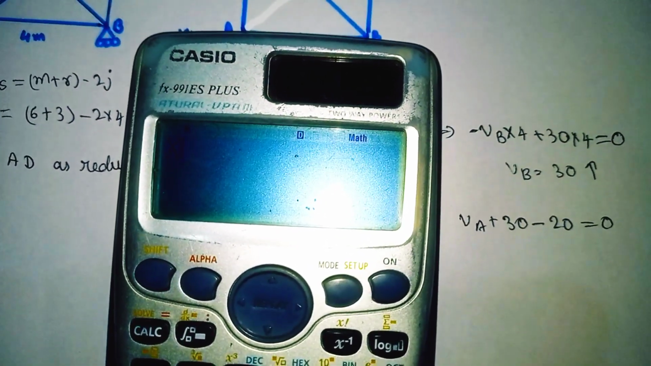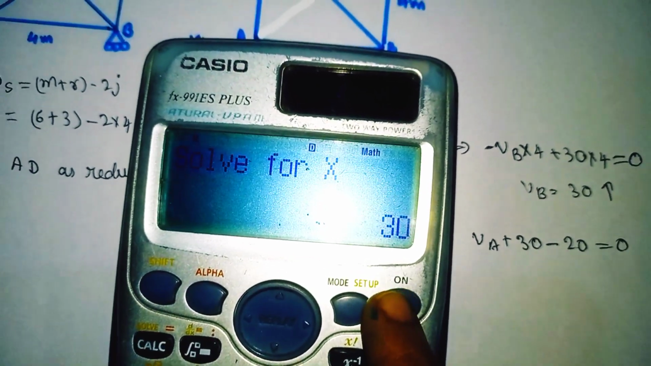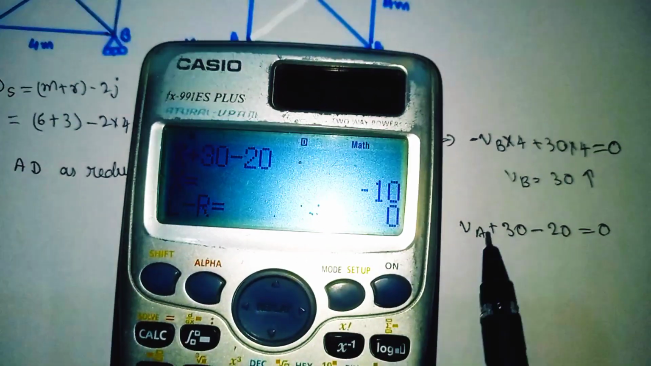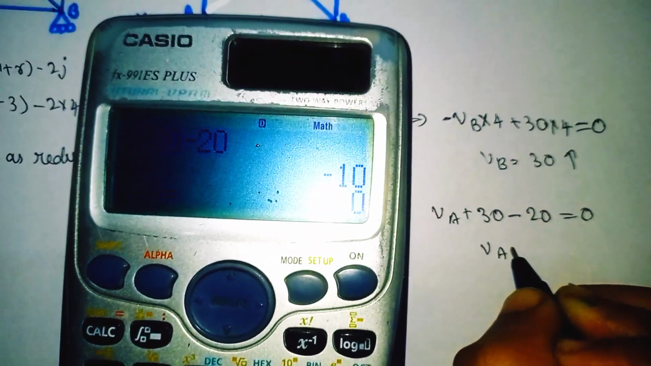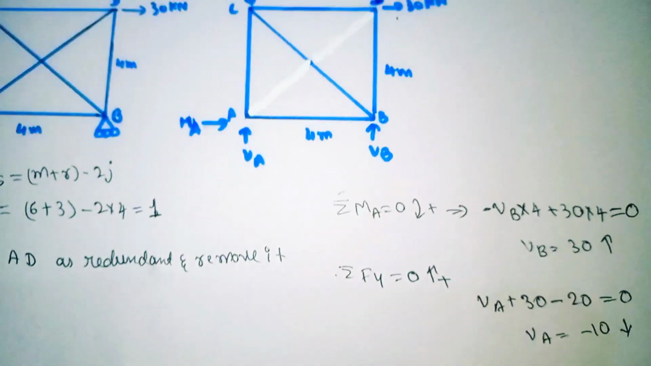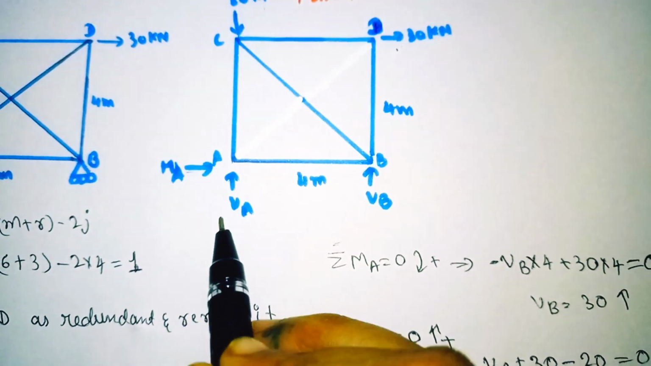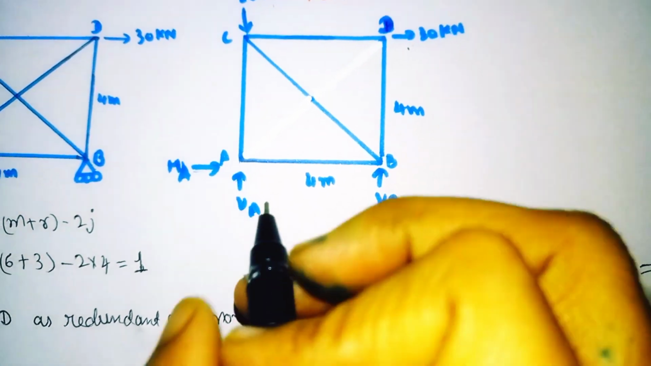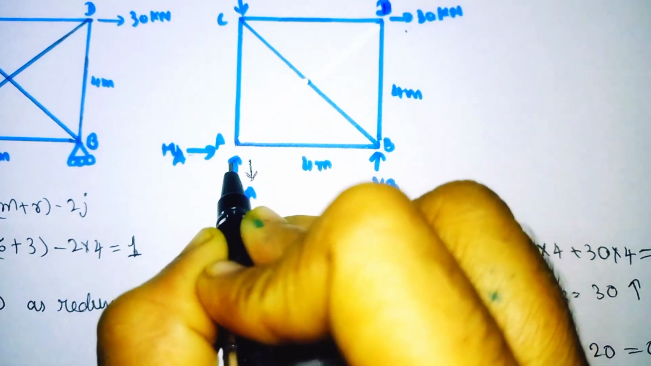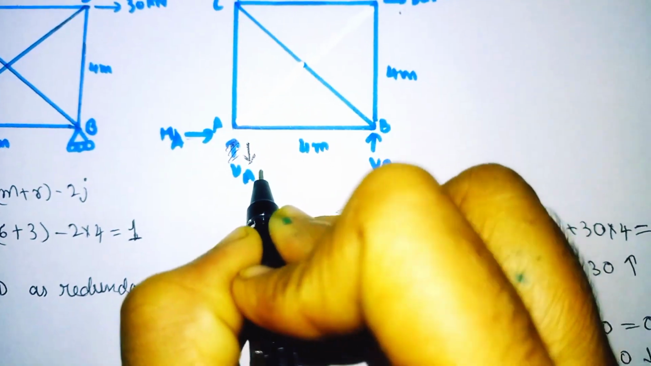VA is nothing but our x, which we want to find out. Plus 30 minus 20 is equal to 0, so x will come out as minus 10. So x is nothing but our VA. So VA comes out as minus 10. So minus 10 means downward. So see here, the direction we considered initially was upward. So it means the direction we have taken was incorrect. So we need to change the sign. So it is moving downward like this. It is moving downward, so it has the value of 10.